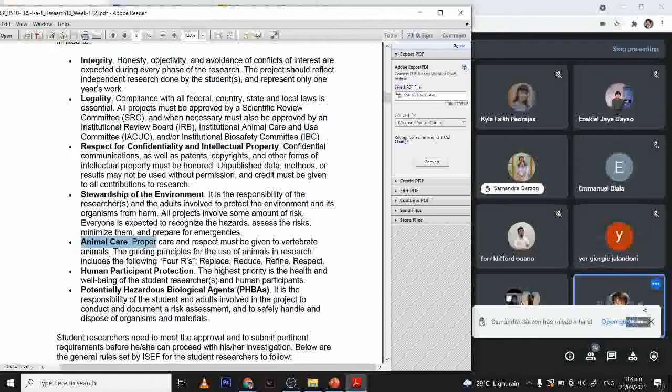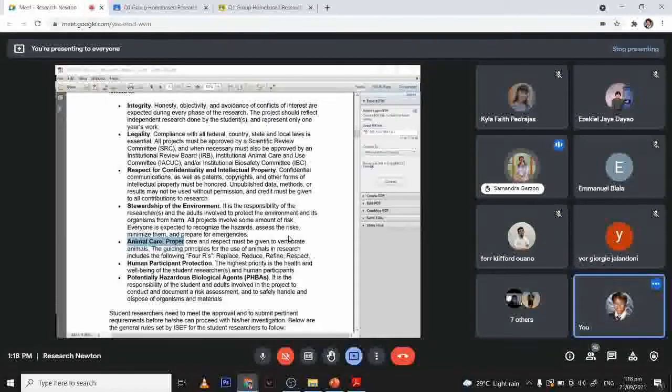Next, we have the human participant protection. You can read, yes. The highest priority is the health and well-being of the student researchers and human participants.